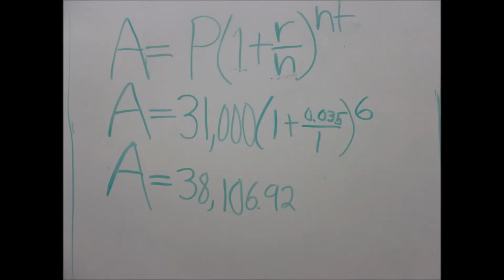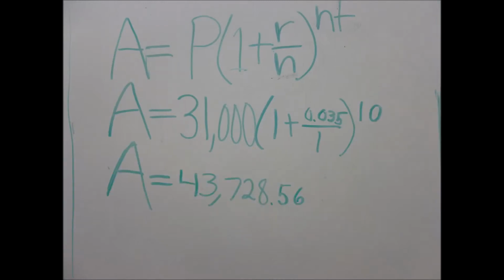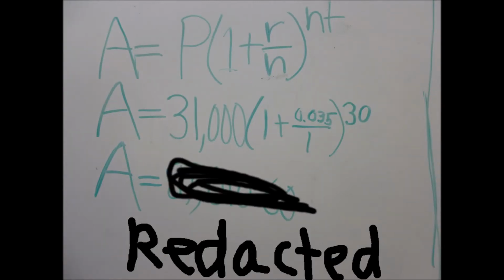Then when you plug that into your calculator, you get that A equals 38,106.92, and you include 2 decimal places since it's dollars and cents. For the next two parts of the problem, it's going to be the same thing. You're just going to use the same starting formula we used for the last one, but with 10, for solving for her salary in 2004. When you plug that in, you should get that A equals 43,728.56. And then to find her salary in 2024, again, you use the same formula, but instead of 10 or 6, you use 30.